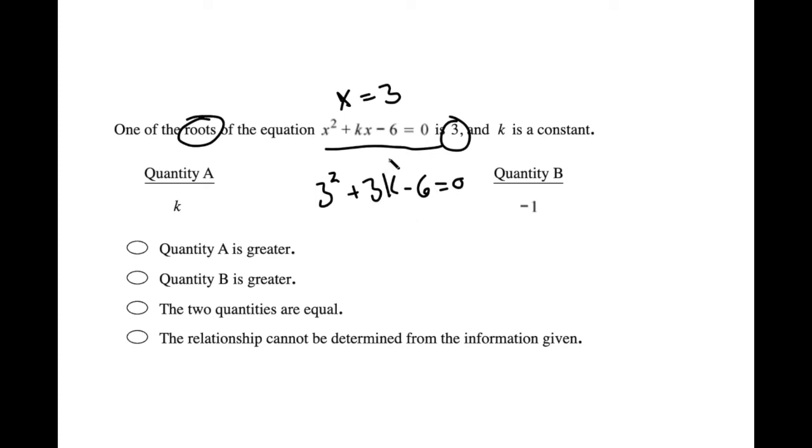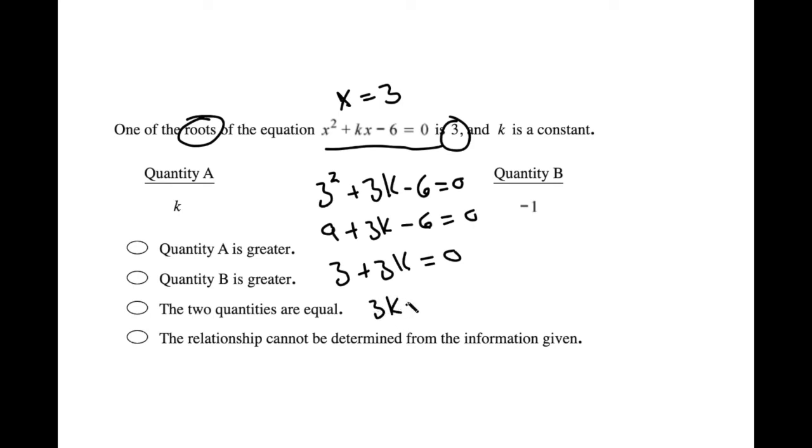And then I'll go ahead and simplify this a little bit. 3 squared is 9. So I got 9 plus 3k minus 6 equals 0. Subtract 6, so I got 3 plus 3k equals 0. And then I'm going to subtract 3 from both sides. This is algebra, right? I'm doing the same thing to both sides.